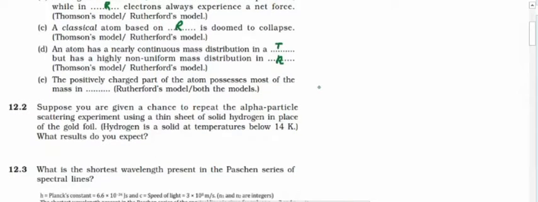Rutherford atom model is doomed to collapse. Then, part D, an atom has a nearly continuous mass distribution in Thomson's atom model, but has highly non-uniform mass distribution in Rutherford atom model. Then part E, the positively charged part of atom possesses most of the mass in both the models. Only the difference that in Thomson's model, the positive charges are distributed, while in Rutherford model, the positive charge is concentrated in a small region.